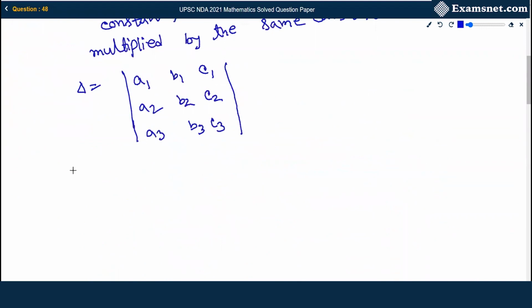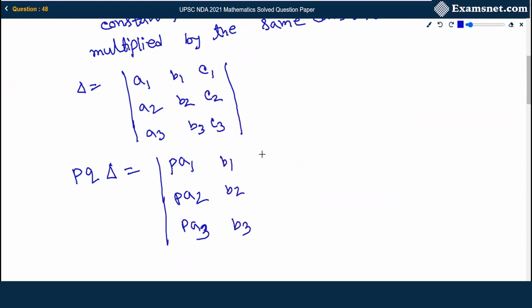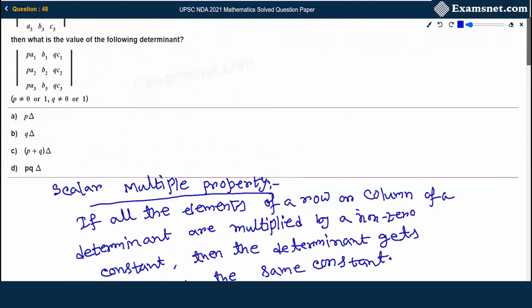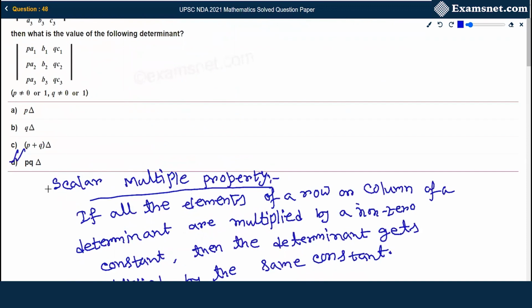So first I multiplied P with all the elements of column 1. Next, I multiplied Q with all the elements of the third column of the determinant. So now it becomes PA1, PA2, PA3, B1, B2, B3, and Q multiplied with the third column, QC1, QC2, QC3. So look here, now the value becomes PQ times the value of the original determinant, correct? So here option D is the correct answer.